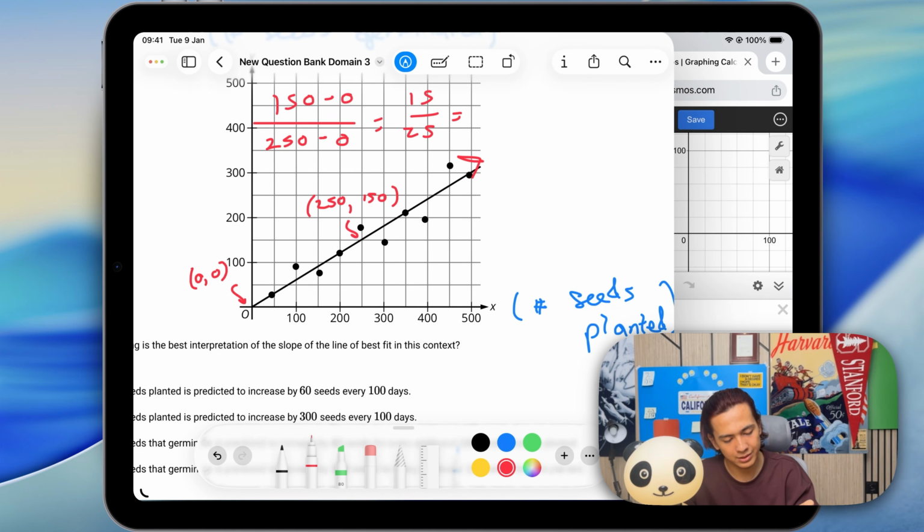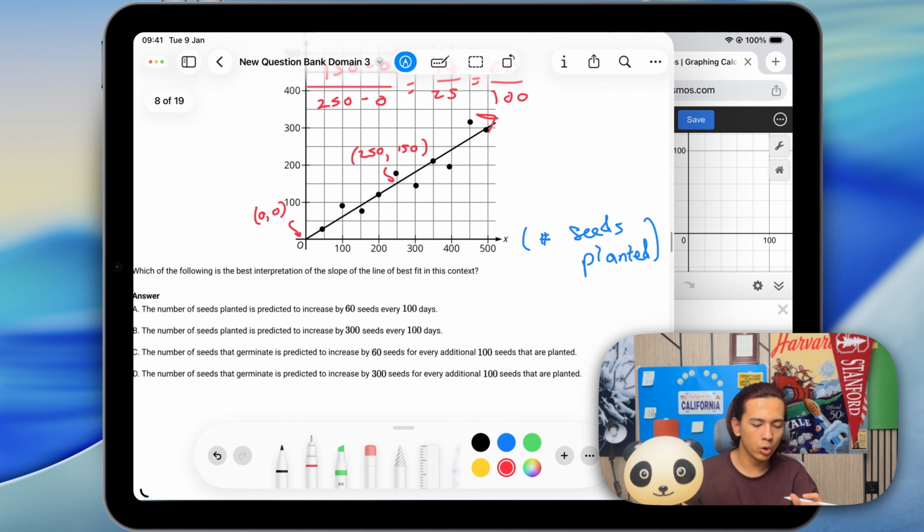When you simplify that, you're going to get 3 over, or actually, I have 60 and 100 here, so let me make it in 100, right? I'm going to multiply both by 4, so it's going to be 60 over 100. So the slope is 60 over 100, right? What is the interpretation of that?